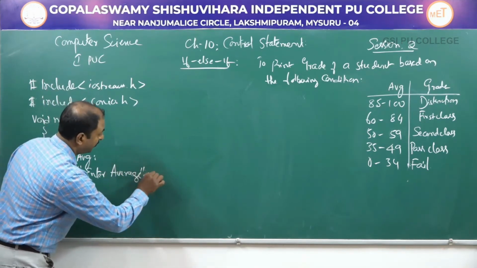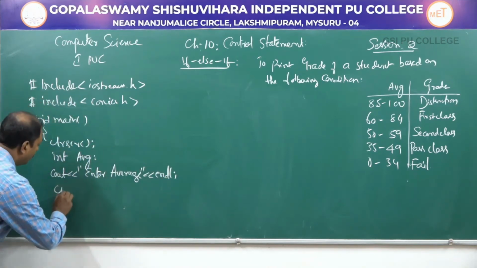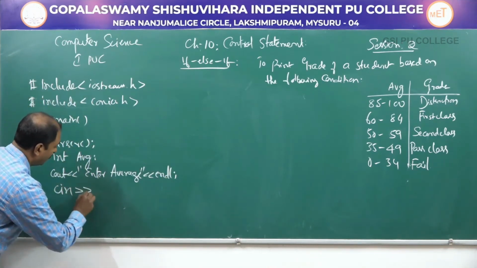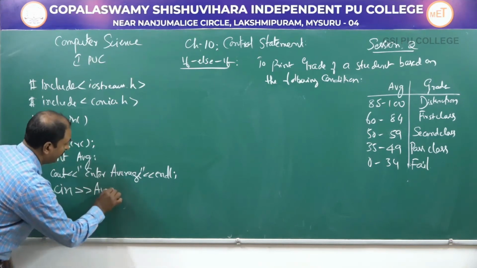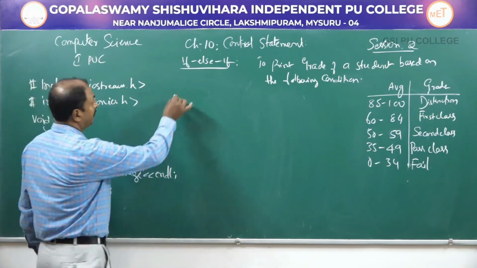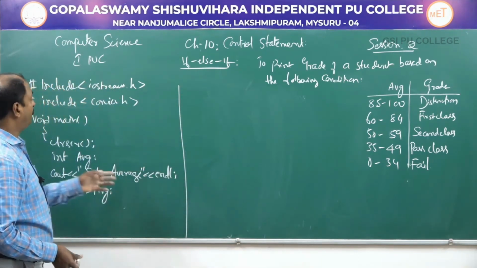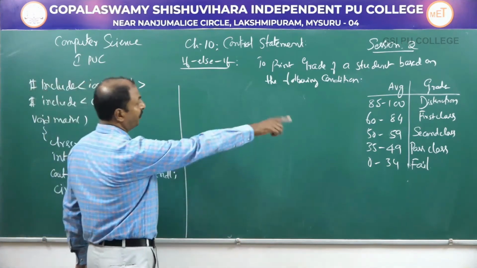Enter average. Then we have to accept the value in avg. Avg is the variable I have used in this example. So the next step is to apply the condition, or make use of an if-else-if statement. Here there are 5 conditions.